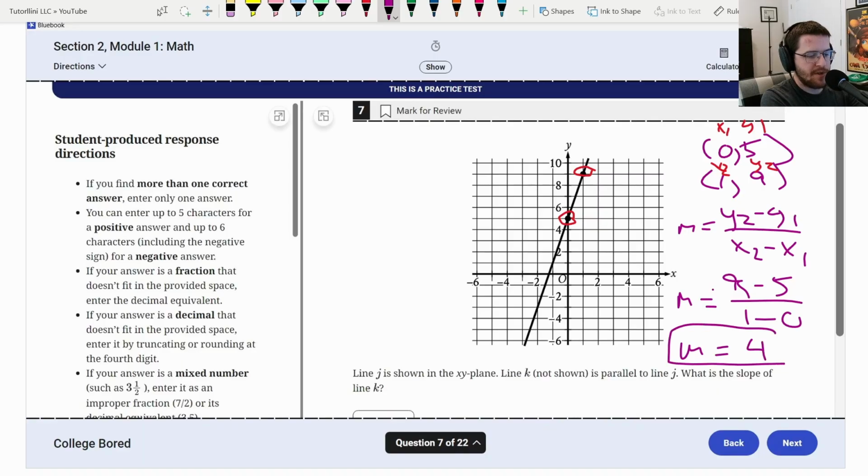Now, that's not necessarily the final answer, because it says here we want to find the slope of the parallel line, which is not shown, line K. Well, parallel lines have the same slopes. So the parallel slope is also 4, and that is the answer.